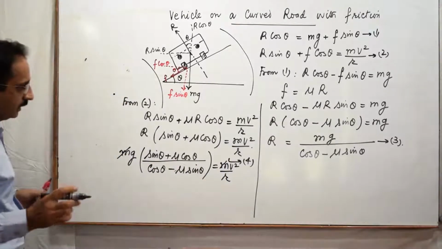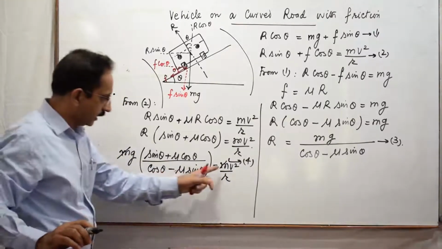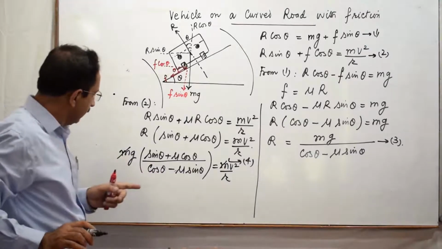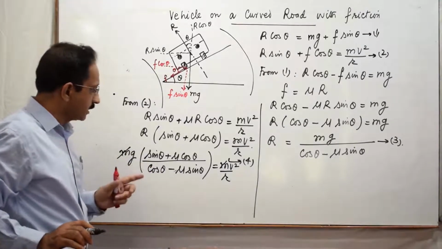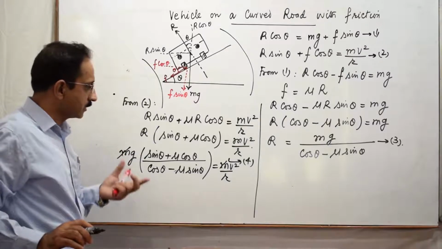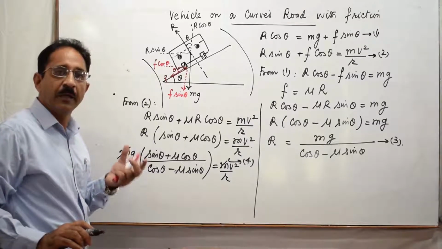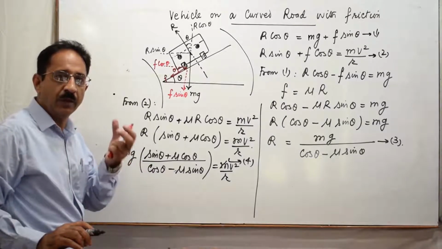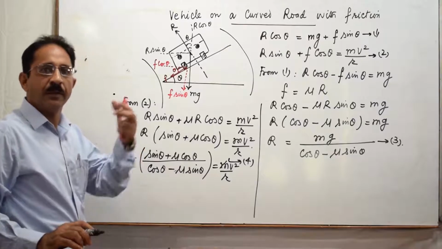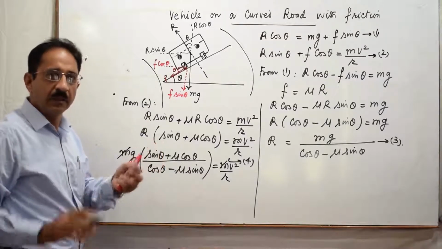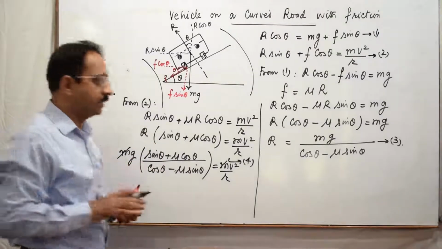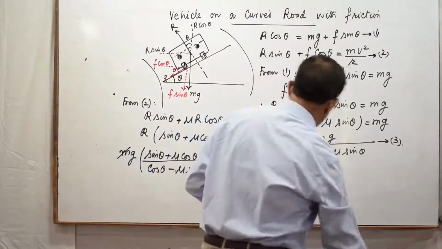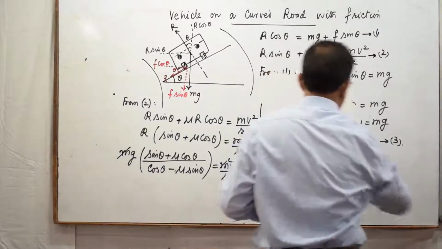As usual, I said that in previous cases also we saw that the cancellation of m indicates that whatever results we are going to obtain now, these results will not be influenced by the mass of the vehicle. So we have the same values of safe limit of speed for a lighter vehicle as well as for a heavier vehicle. So I can work out further on this.